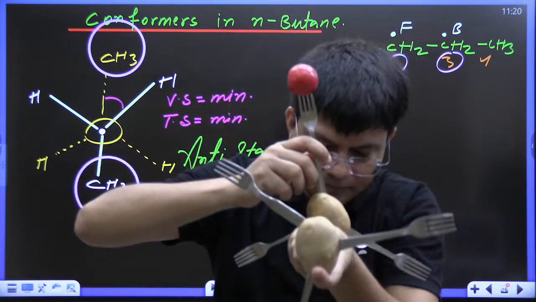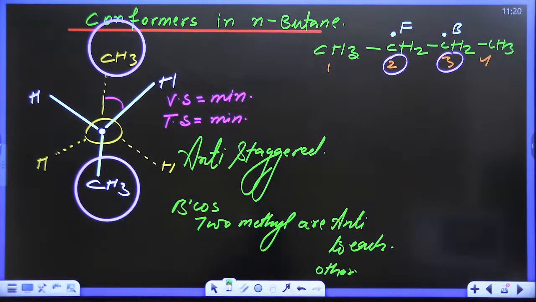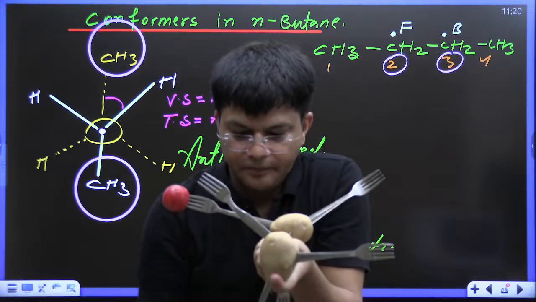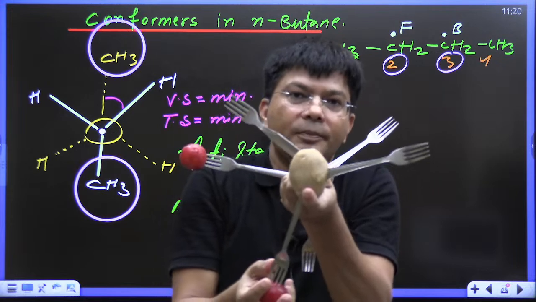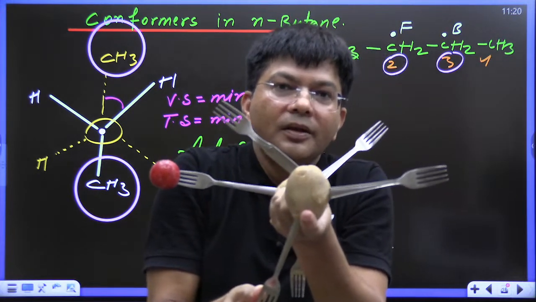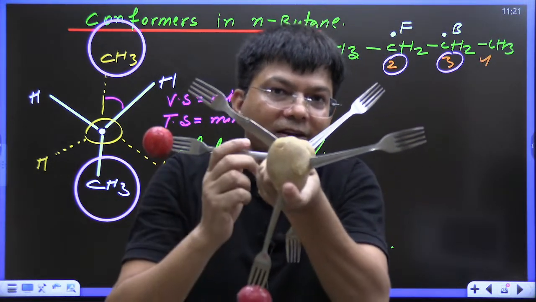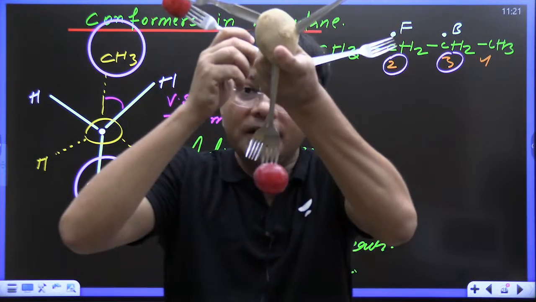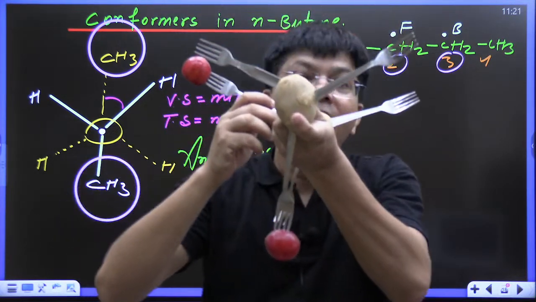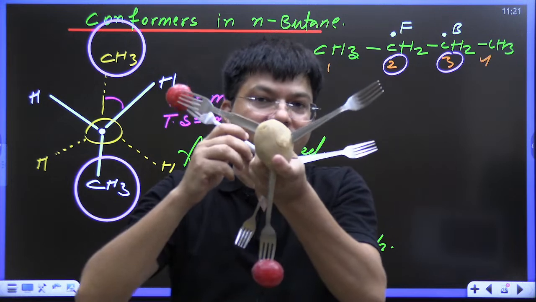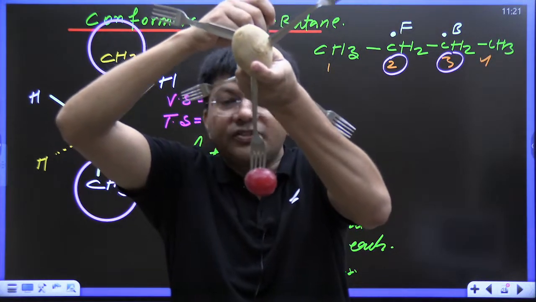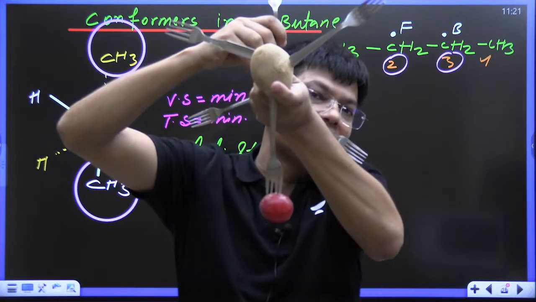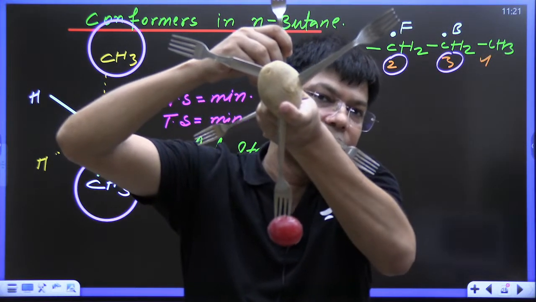when it was like this, very costly plum. Right now, plum is 200 rupees per kg, but I have taken it from the fridge just for explaining to you kids. In this form, this was the most stable form. This is the anti-staggered form. I will draw it on the board.